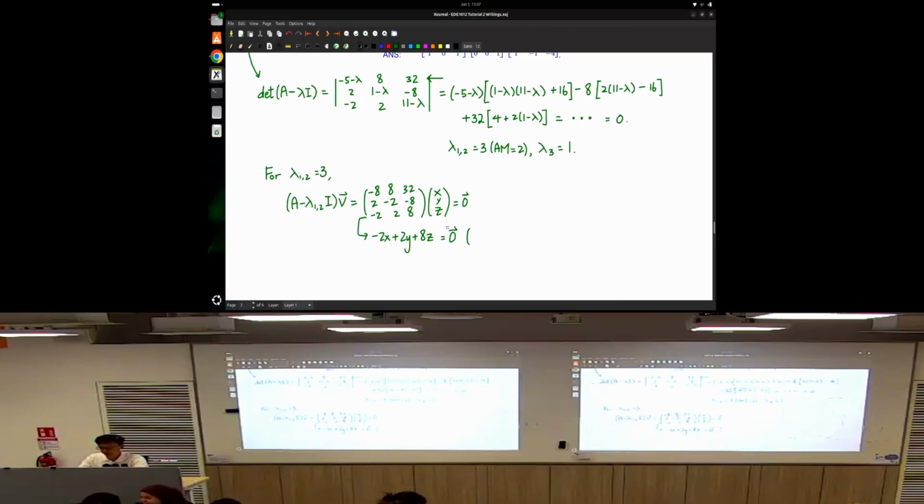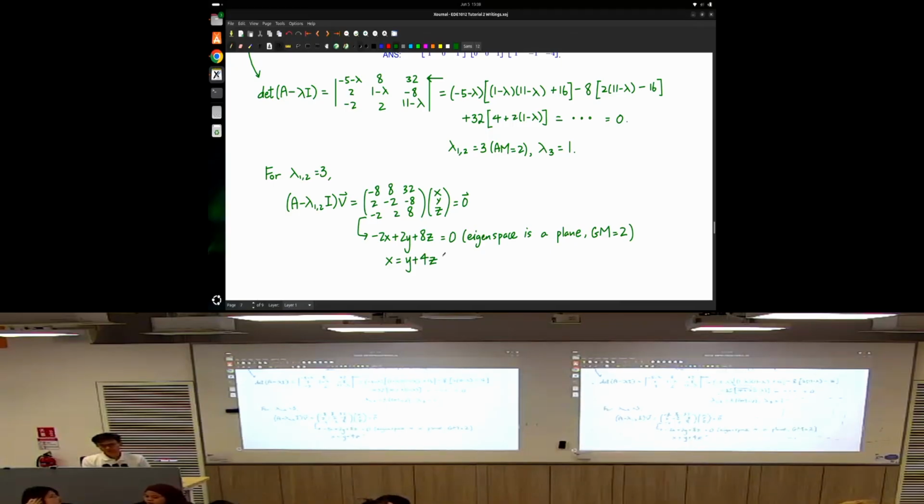Sorry, this should be a 0, not a 0 vector. This is an eigenplane. The eigenspace is a plane. Geometric multiplicity is 2. You cannot get any further constraints really. Of course, if you were to simplify this, you can get something like x equals y plus 4z. Okay, x equals y plus 4z.